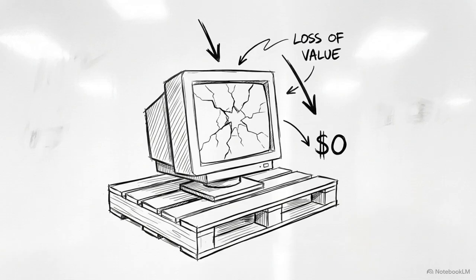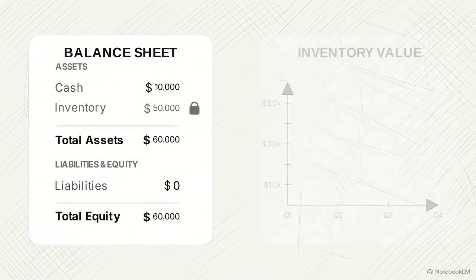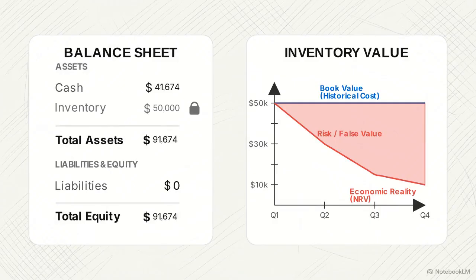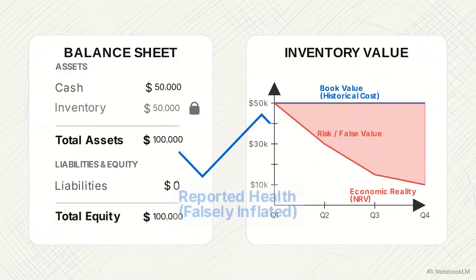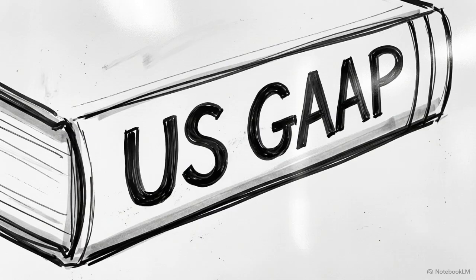A warehouse full of electronics might suffer physical damage, face sudden technological obsolescence, or see a rapid drop in consumer demand. If a company leaves that degraded inventory locked at its original historical cost, the balance sheet stops reflecting economic reality. The asset column would report a value the company can no longer reasonably expect to collect, falsely overstating the company's health to investors. To prevent this, U.S.